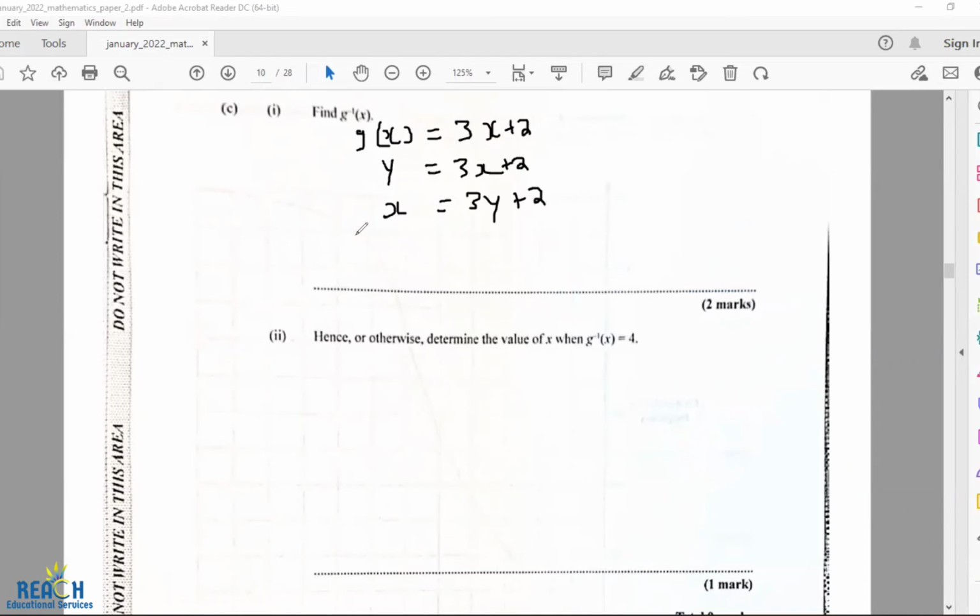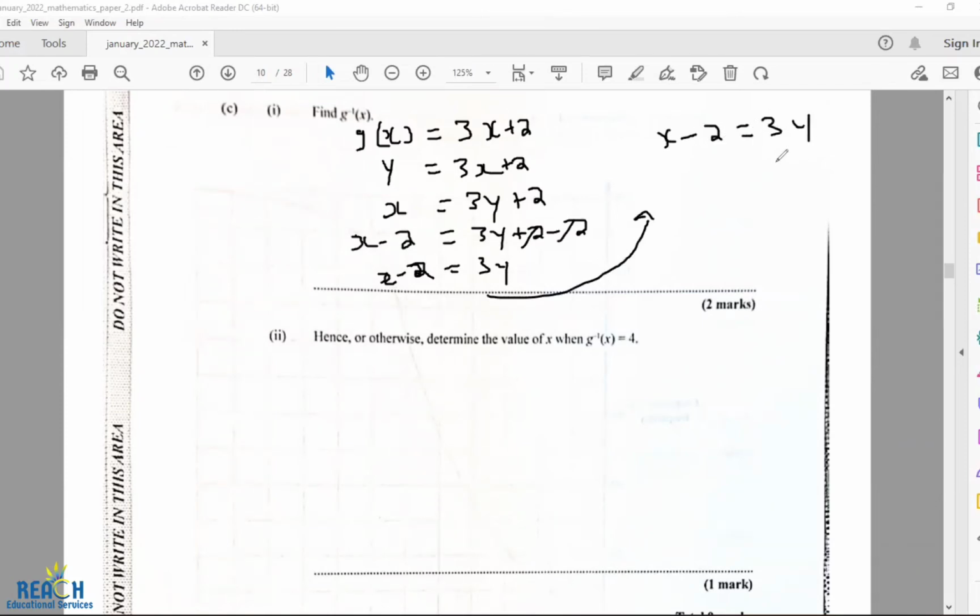Now, we need to find the value of y. So we want y only on one side. So I need to subtract 2 on both sides in order to get rid of the +2 on the right side of the equation. This is the right side, this is the left side. So now x minus 2 is equal to 3y. I'm going to bring this over here. x minus 2 is equal to 3y.